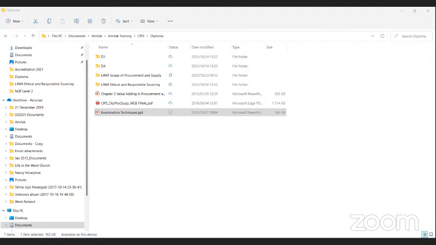For example, one of the command words that is used is compare. If they ask you to compare, they will probably tell you to compare two things. For example, compare the manufacturing sector to the retail sector, or compare performance specifications to conformance specifications. When you're asked to compare, you need to ensure that all the similarities are highlighted and the differences are highlighted in those items that you are comparing. So always make sure that you understand the command word that you have been given in the CIPS examination.